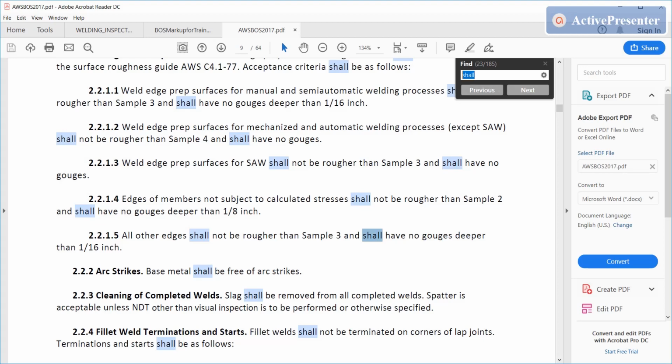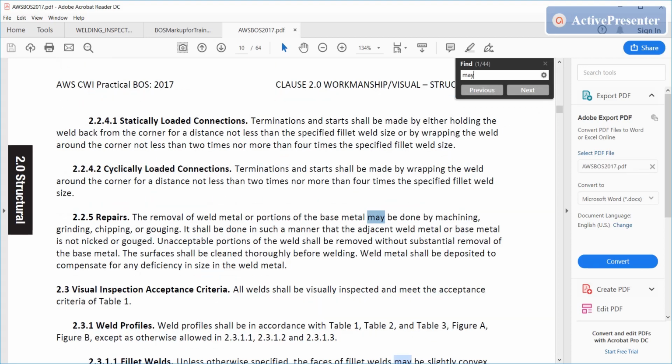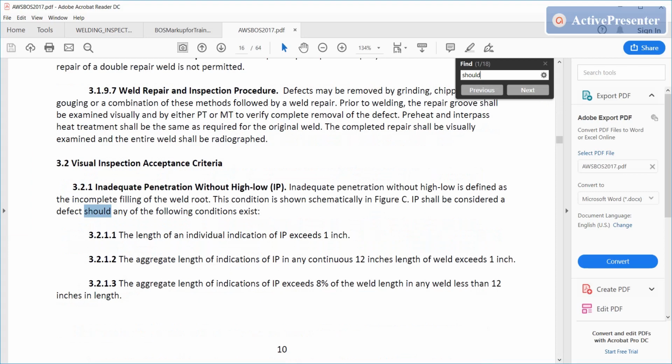So let's go ahead and look for may. Only 44 occurrences of the word may. And then let's look for the word should. 18. Okay. So be aware of those and what they mean, what context they're used in. You don't have to memorize all of it. Just be familiar with it. Jump through it and read it and see what it means to you.